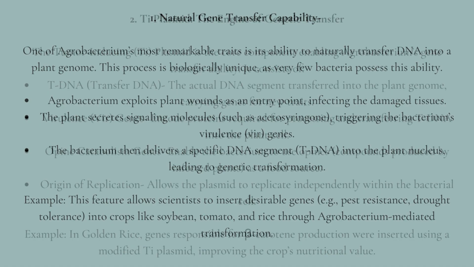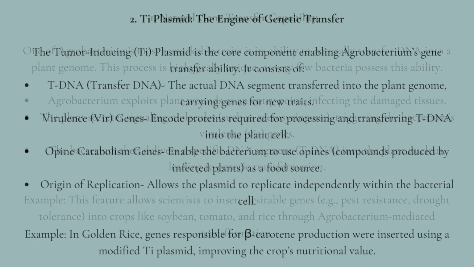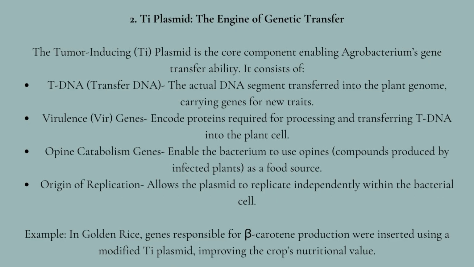Secondly, the Ti plasmid as an engine of genetic transfer. The Ti plasmid is essential for Agrobacterium's ability to transfer genes. This includes, first off, T-DNA, the DNA segment inserted into the plant carrying new traits. Secondly, the vir genes, helping process and transfer T-DNA into the plant. Thirdly, the opine catabolism genes, allowing Agrobacterium to use opines as food. And last but not the least, the origin of replication, which enables the plasmid to replicate inside the bacterium.